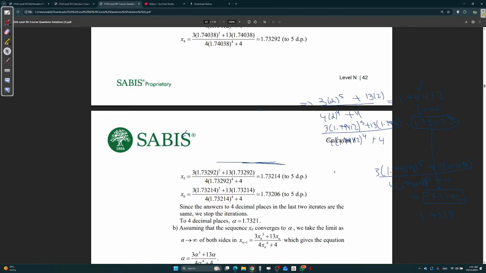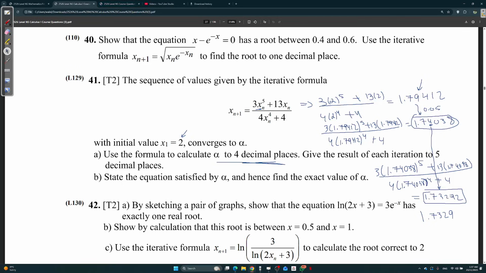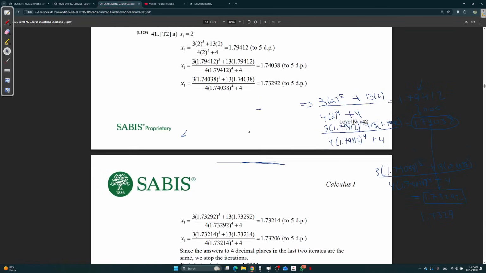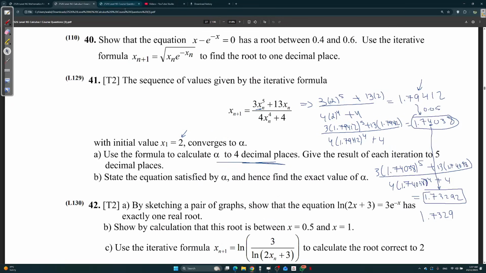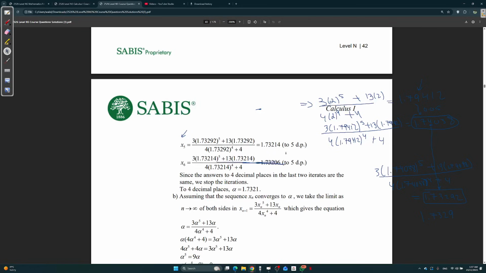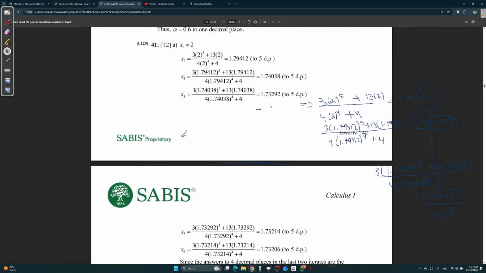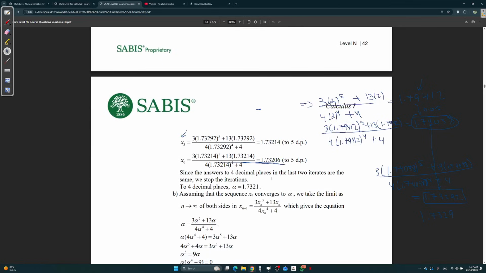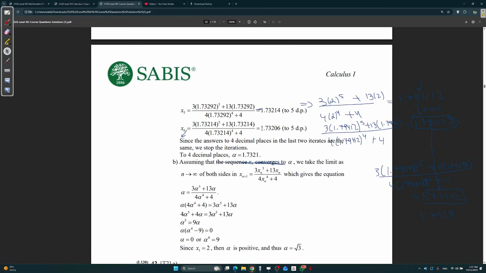Now I'm not going to keep on substituting. Over here we got 1.73292. You have to keep on going until it barely changes. If you're not sure, keep on going until it's barely changing. So you see here they got this. You just keep on doing it until it barely changes. I think you got the idea. So to 4 decimal places is going to be 1.7321.